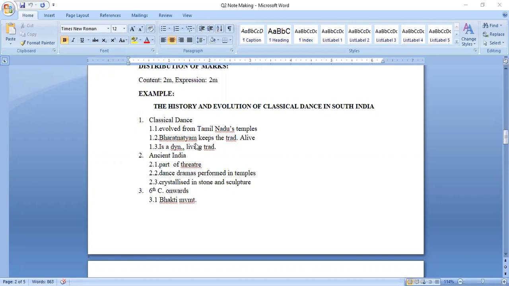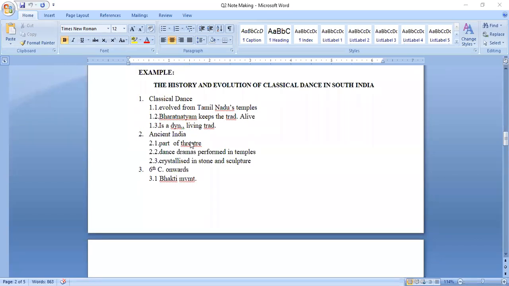So first, when we are starting note making, we have to write NOTE MAKING in the left side margin. That should be in capital letters. After that, we can write the topic: the history and evolution of classical dance in South India. Then we write our main section, then our subsection, as per the format. So first one is the main section, that means according to us the subheading: classical dance.